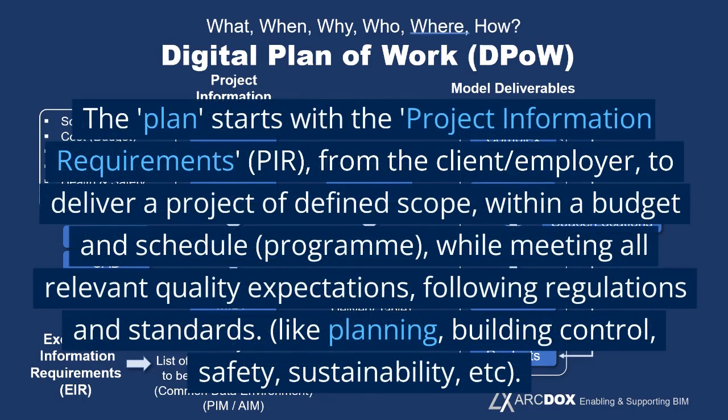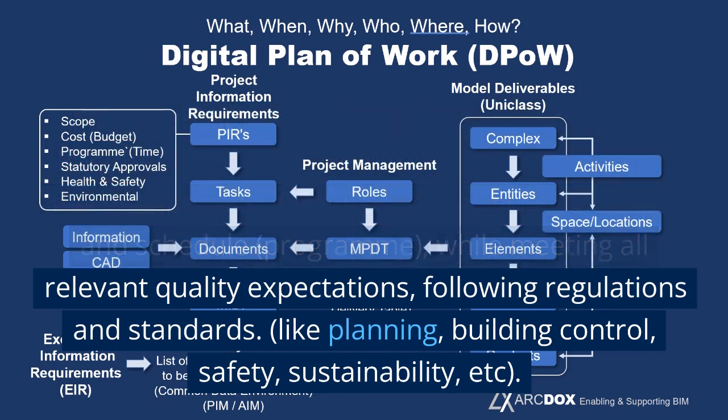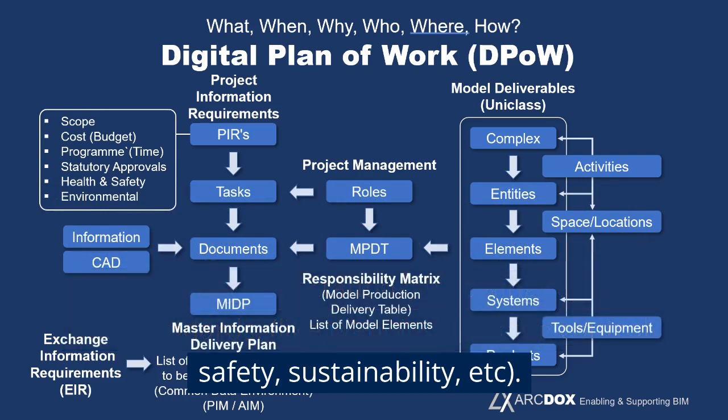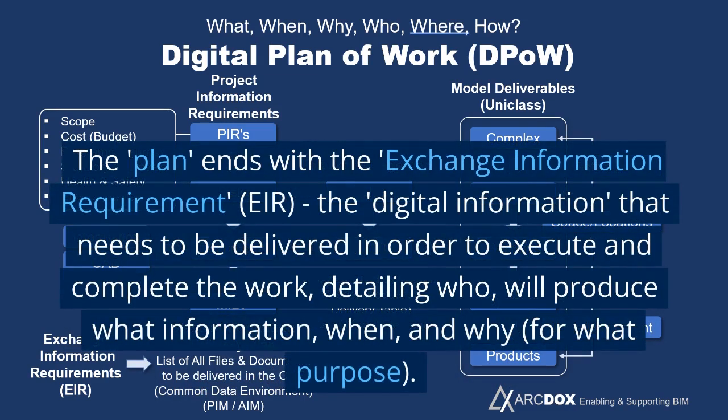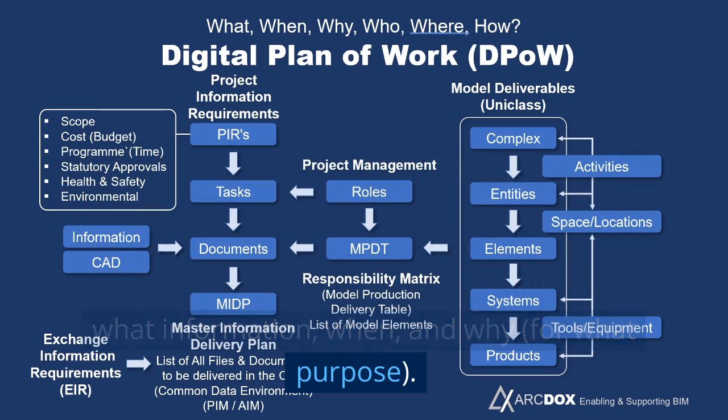The plan starts with the Project Information Requirements, PIR, from the client employer, to deliver a project of defined scope, within a budget and schedule program, while meeting all relevant quality expectations, following regulations and standards, like planning, building control, safety, sustainability, etc. The plan ends with the Exchange Information Requirement, EIR, the digital information that needs to be delivered in order to execute and complete the work, detailing who will produce what information, when, and why, for what purpose.